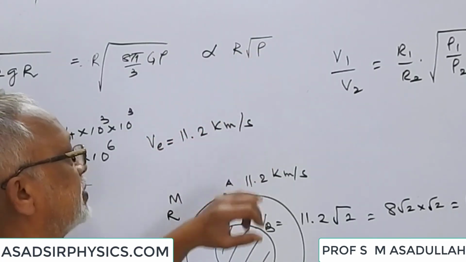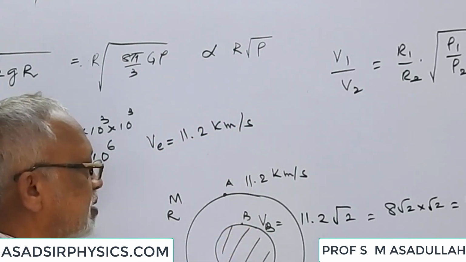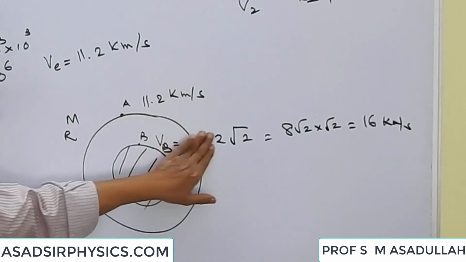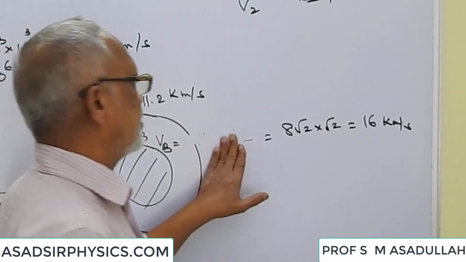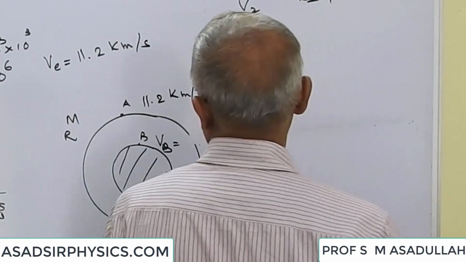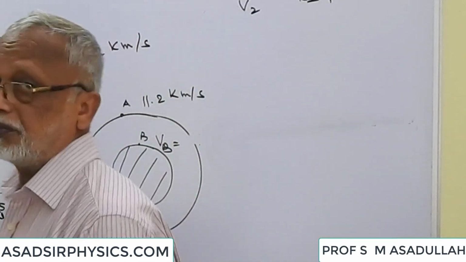R under root ρ, density we are not changing, so it is directly proportional to R. R has become half. The escape velocity will become half of what it was in the beginning, 11.2 by 2, that is 8√2 by 2, which is equal to 8 by √2. I hope it is clear to you.